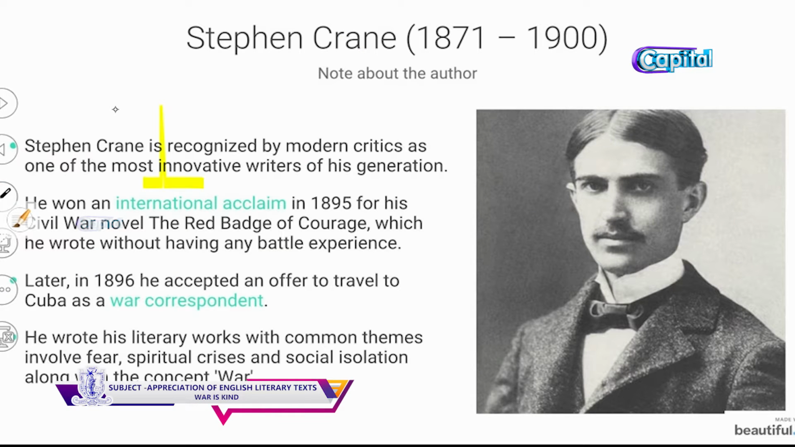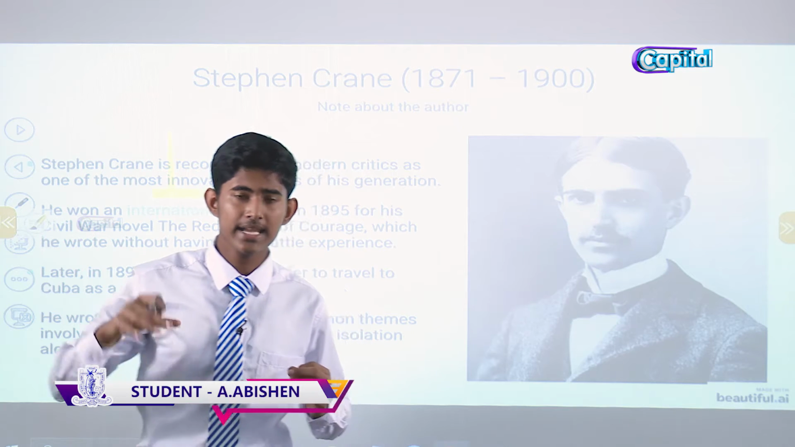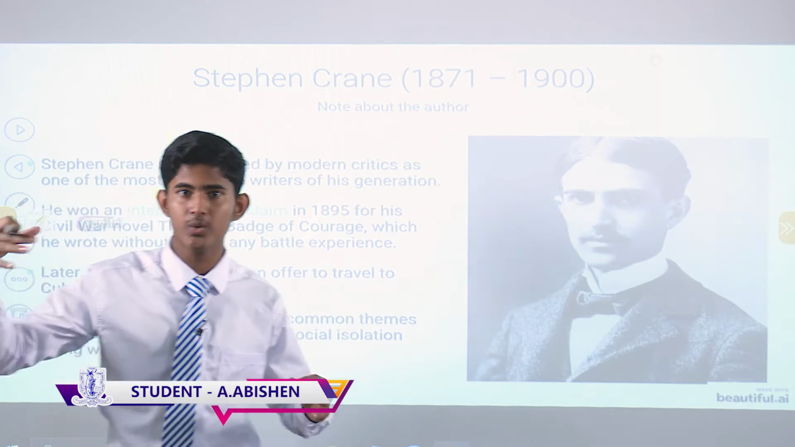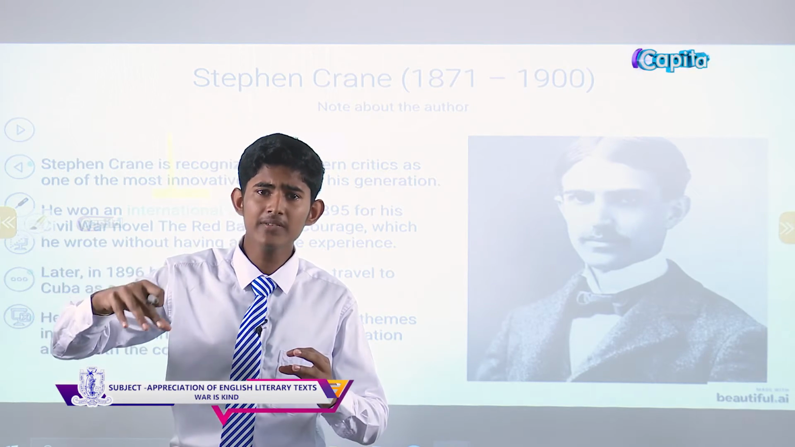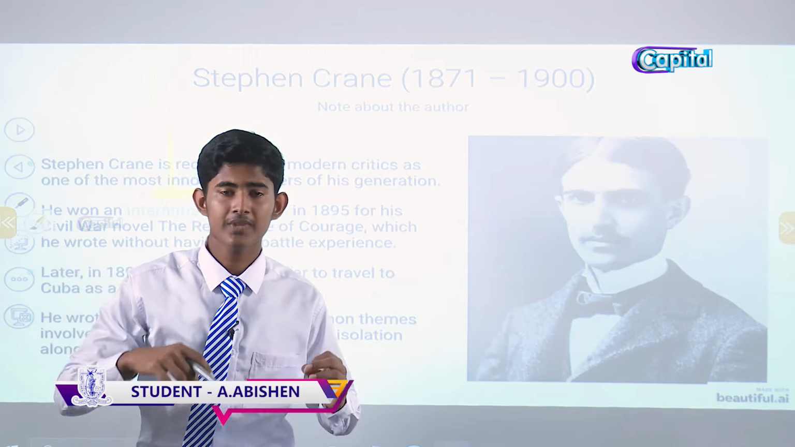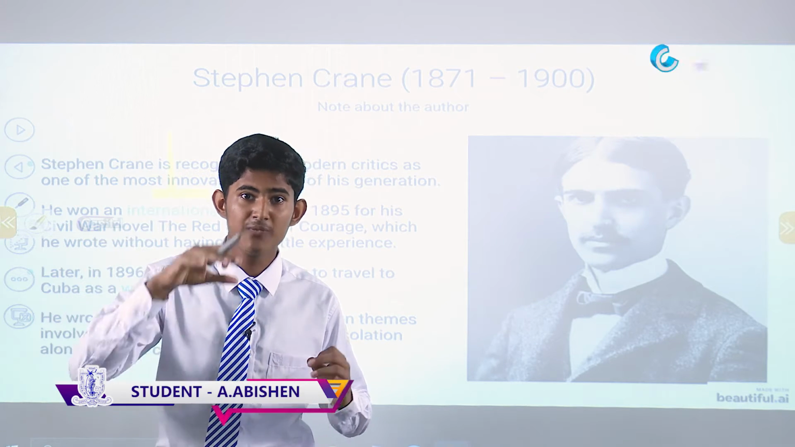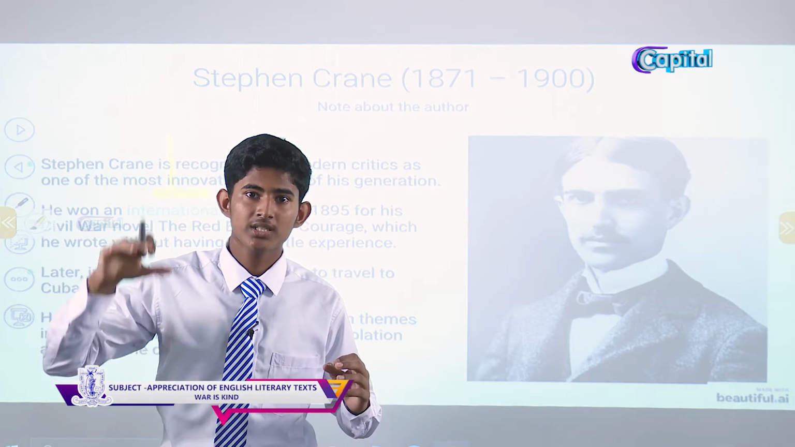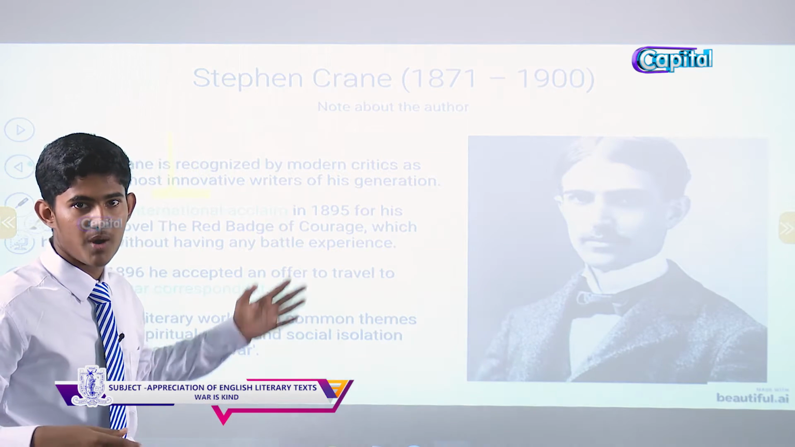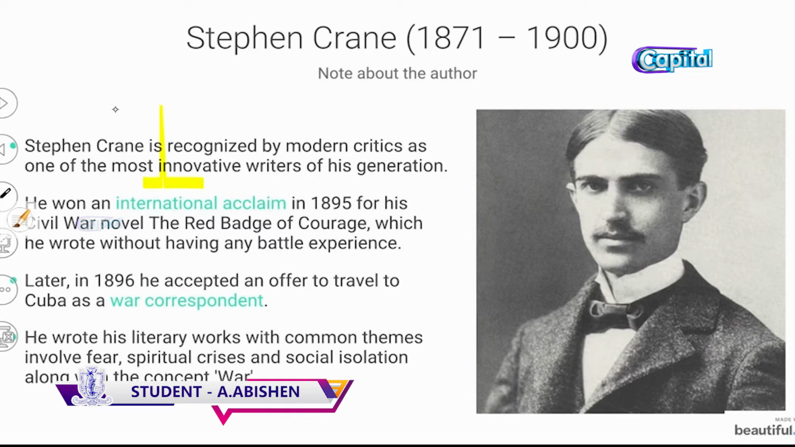In another reason, later in 1896, he was sent as a war correspondent to Cuba. So, his experience during that job may be a reason for him to write a poem about war. At last, we are going to see his common themes: fear, spiritual crisis, social isolation, along with the title War. So, I hope you understand about the poet and why he wrote the poem War is Kind.